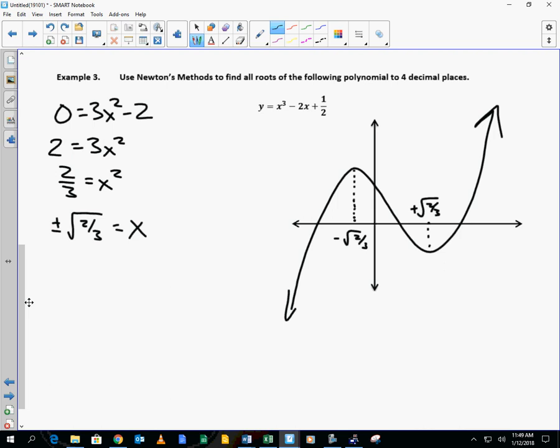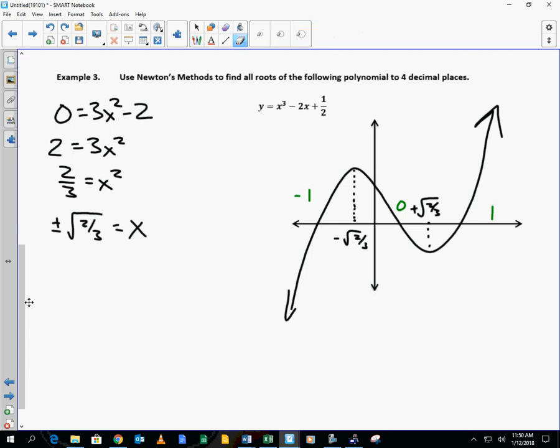Can you give me a number to the left of negative root 2/3? Would you all agree that -1 is to the left? So we'll just make -1 our guess. Could you give me a number to the right of root 2/3? 1. Could you give me a number between negative root 2/3 and positive root 2/3? A fourth or 0.